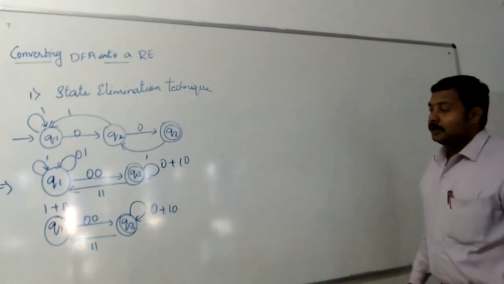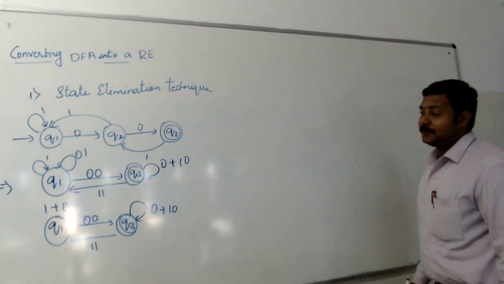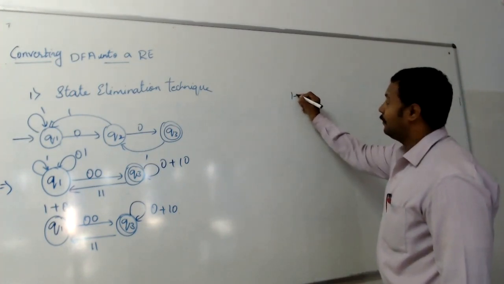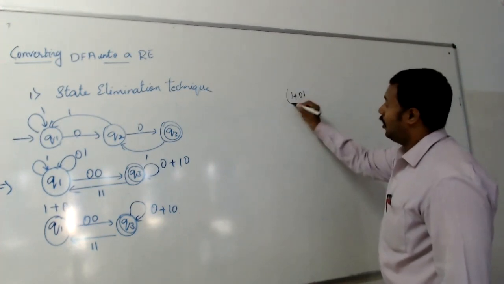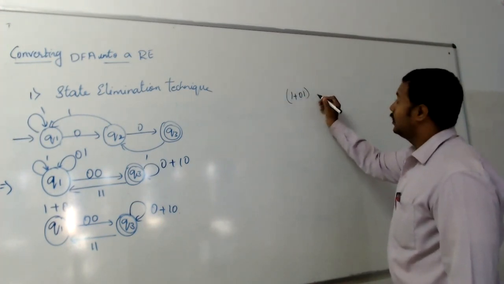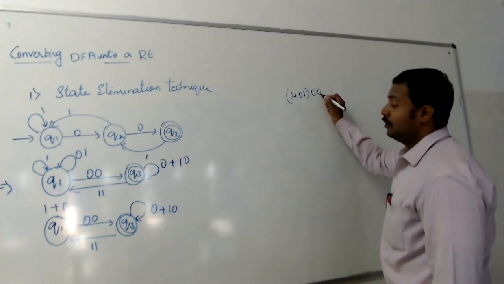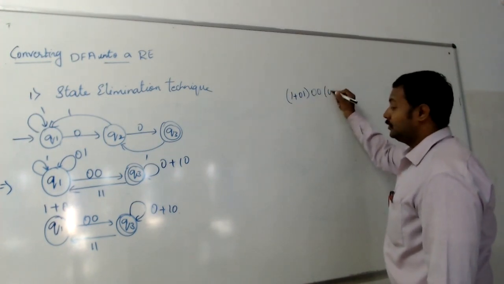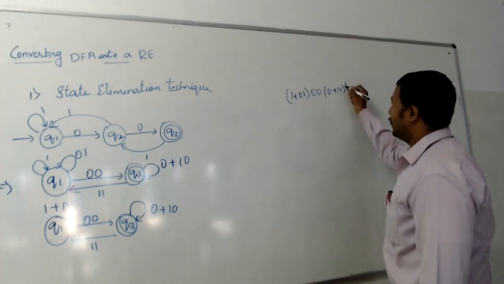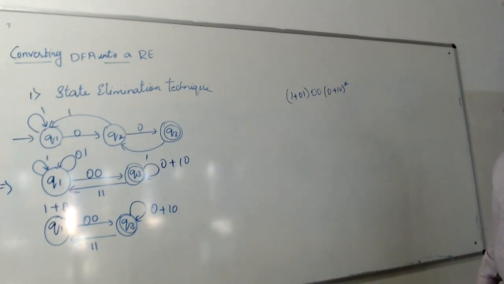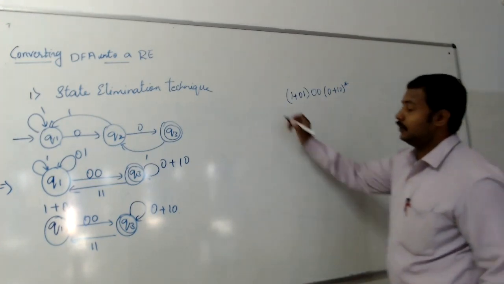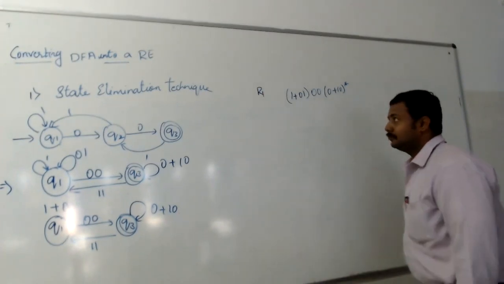Okay. Now again we'll write our regular expression. So if we have 1 plus 0 1, so 1 or 0 1 and 0 0, along with the loop (0 plus 1 0) whole star, will reach your final state. Right? This is the one option. Star 1, regular 1, R1.